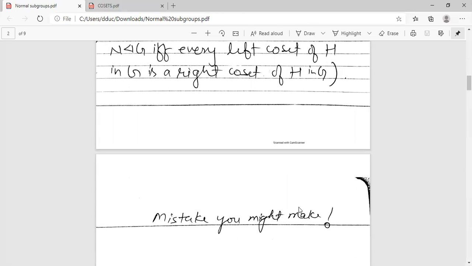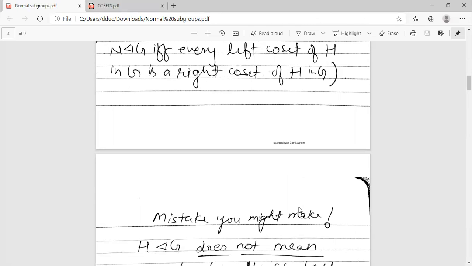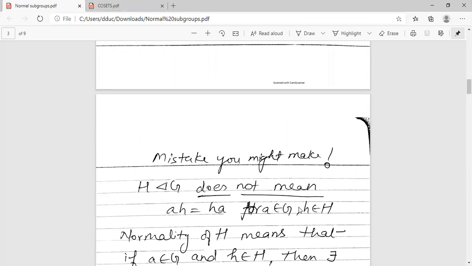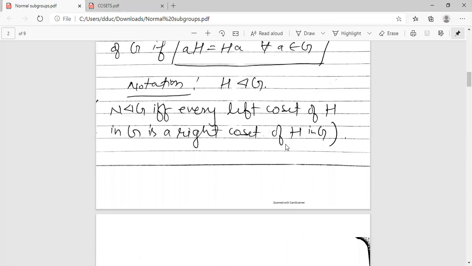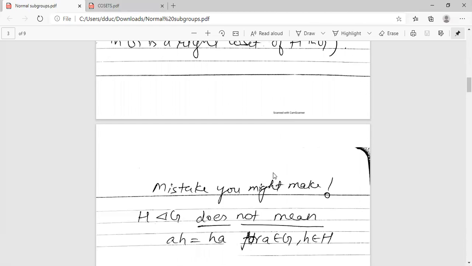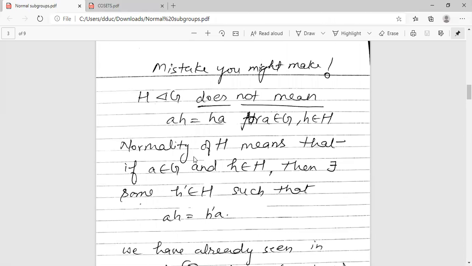That means if you take the collection of left cosets and the collection of right cosets of H in G, then every left coset is the same as some right coset of H in G. You may make a mistake here. H being a normal subgroup of G does not mean that ah is equal to ha for a belonging to G and h belonging to H. That is commutativity, and we are not talking about commutativity.